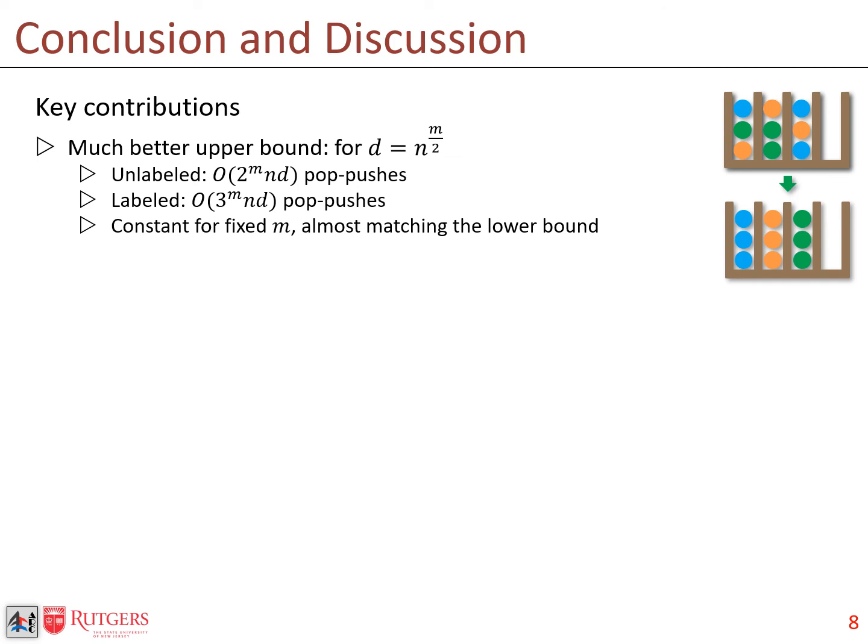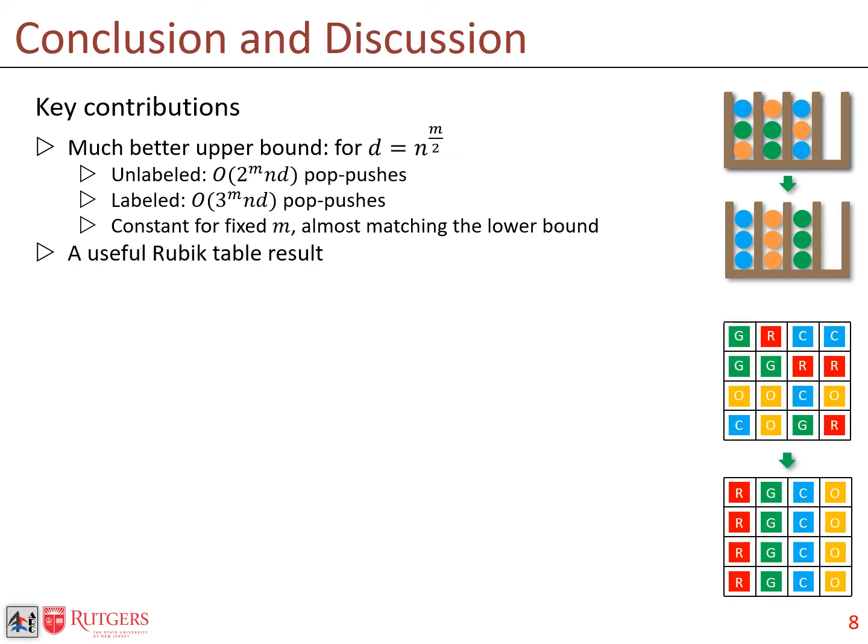Now this almost matches the lower bound. We also provided a useful and interesting Rubik table result. As it turns out, that result can be applied to solve other problems like multi-robot motion planning.